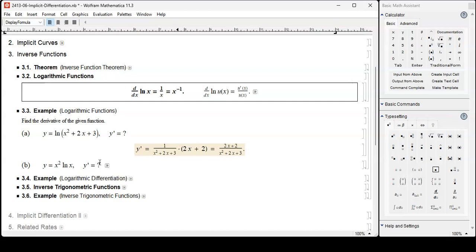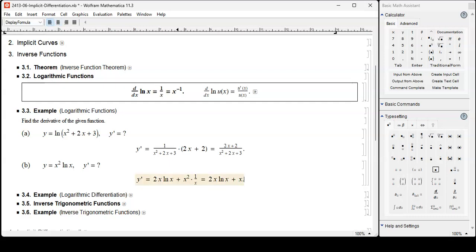Okay, how about this? This is going to be a product rule. The derivative of the first function times the second function plus the first function times the derivative of the second function. Derivative of the second function is 1 over x, so it simplifies into just x in the end. x squared times 1 over x. So, a chain rule problem and a product rule problem.